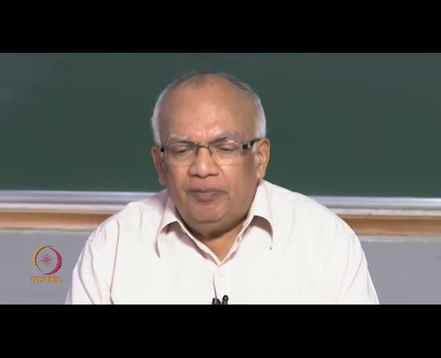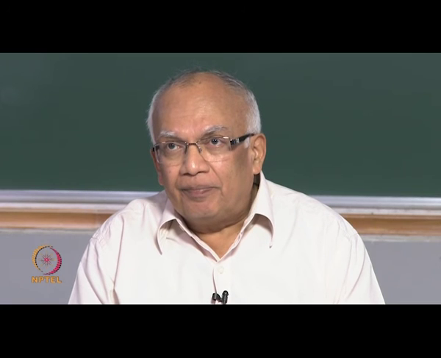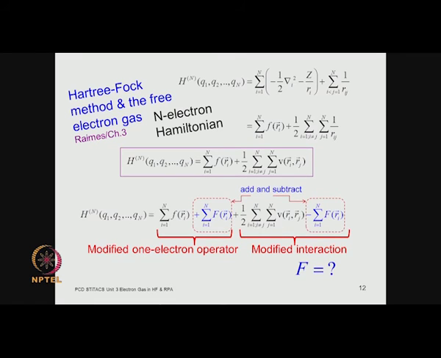What we have done, Jobin, we have added and subtracted an F term, the capital F. What the capital F term, when it adds to the first single particle operator, does is give you a modified 1-electron operator. When you subtract it from the 2-electron term V, which is the sum over i and j of V(Ri, Rj), you get a modified interaction term.